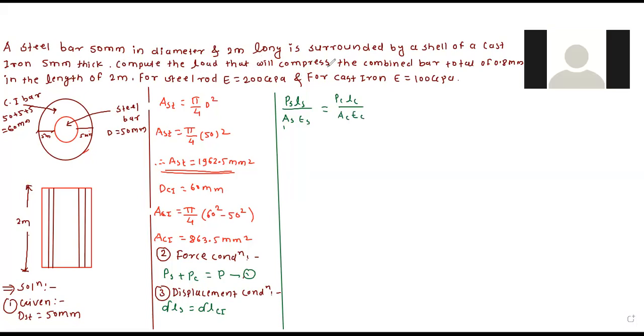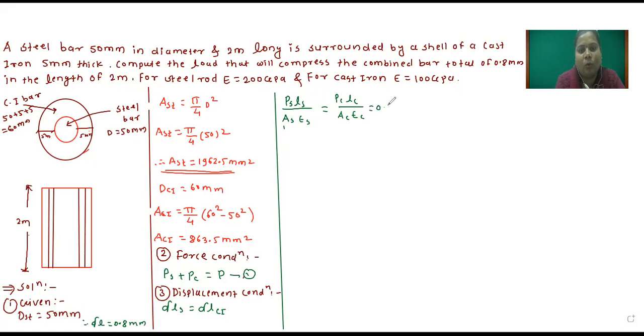Compute the load that will compress the combined bar a total of 0.8 mm in the length of 2 meter. So this 0.8 mm value is for which? What is given? This 0.8 mm is delta L. Okay, so here total length is compressed. That means length is reduced by 0.8 mm. So therefore here change in length, which is equal to 0.8 mm, is given.